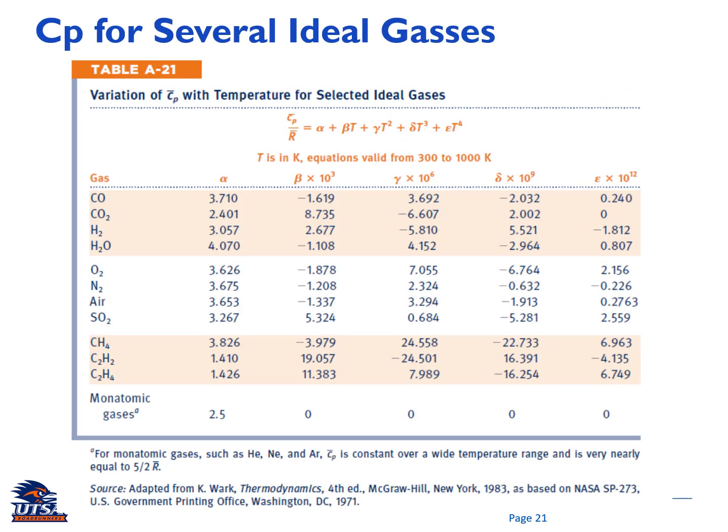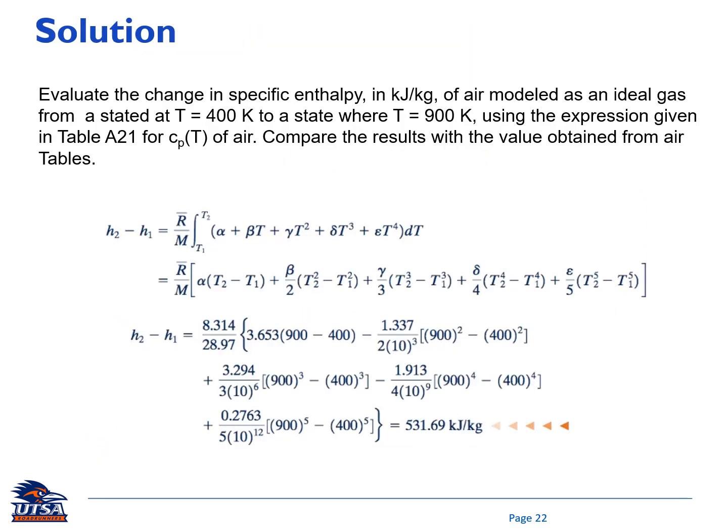This is the cp formula from table A21. Once again, it is in polynomial form as a function of temperature. So we need to find out what alpha, beta, gamma are for air. You need to replace alpha, beta, gamma, and so on with the numbers for air from table A21. So back again to the problem, and now we solve it.